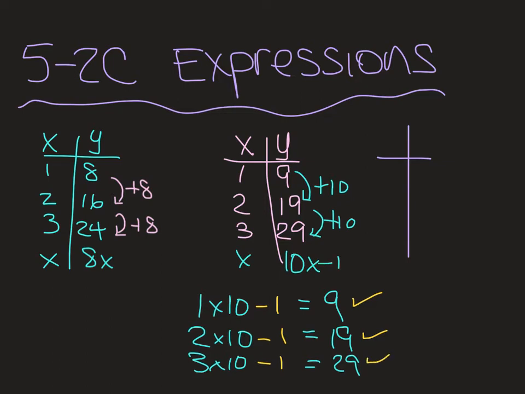So my rule is 10x minus 1. I had to multiply by 10 because that's how much it went up every time. I ended up subtracting 1 because that's what brought me down to the actual answers.